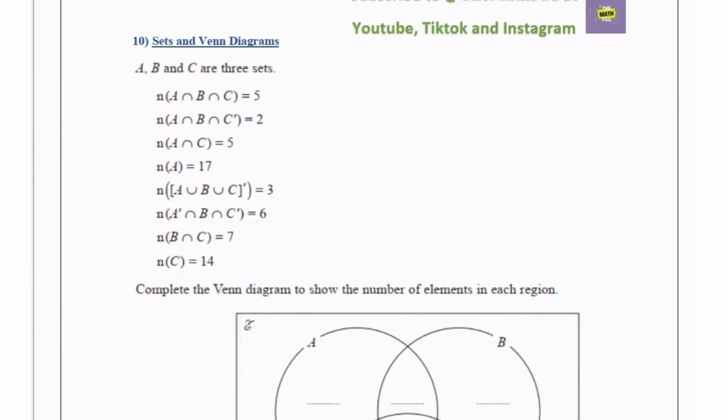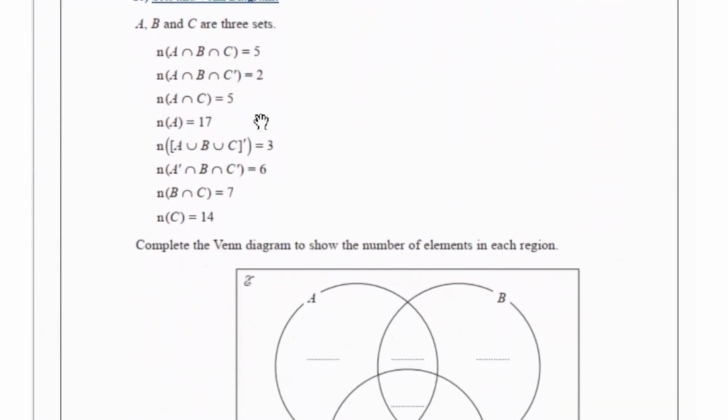Sets and Venn diagram. So for this, I chose the 3-set Venn diagram. And this one was a bit weird. So I was like, okay, let's go for the most complicated one, and hopefully you'll get an easy one in your exam.